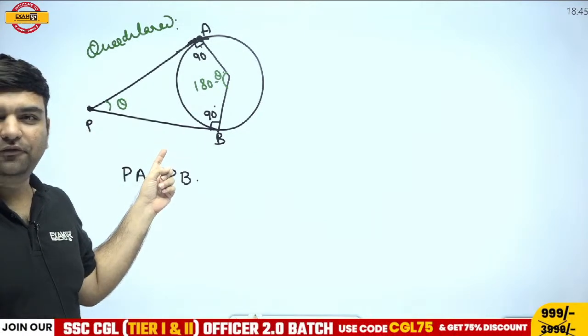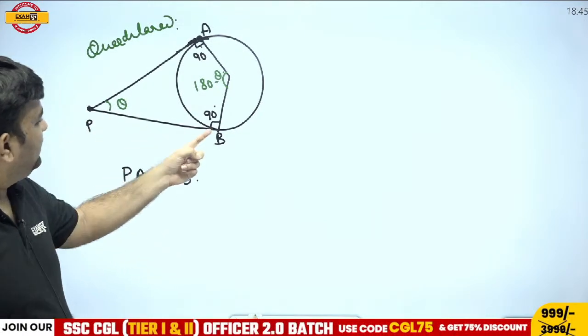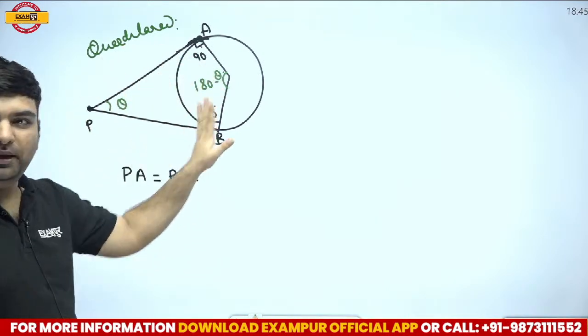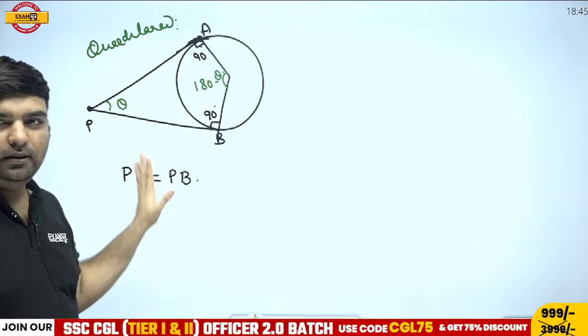Quadrilateral, quadrilateral. 90, 90. So this is theta, this is 180 minus theta. The sum of all four should be 360 degrees.